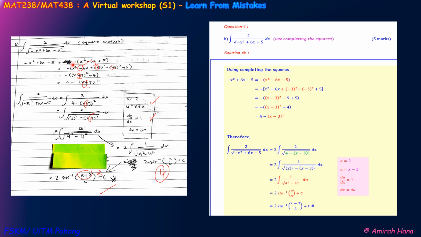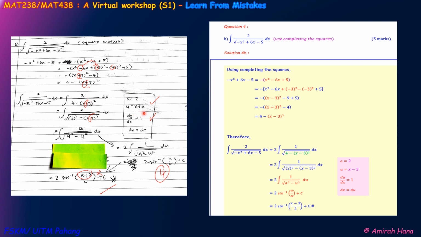Okay. First, dia bawa keluar negative sign, coefficient of x squared. So, yang ni betul. Tapi bila tiba dekat sini, ada plus half time coefficient of x. Coefficient of x adalah negative 6. So, yang ni sepatutnya negative 3. Okay. So, bila dekat sini salah, yang bila kumpul jadi bracket x plus 3 squared ni sepatutnya x minus 3 squared. Alright.